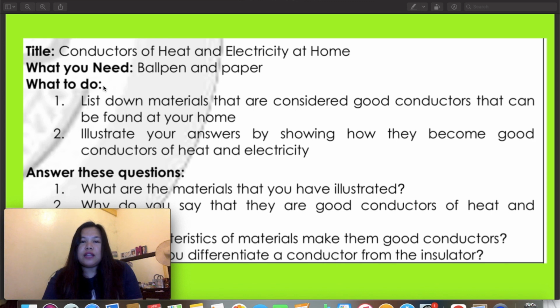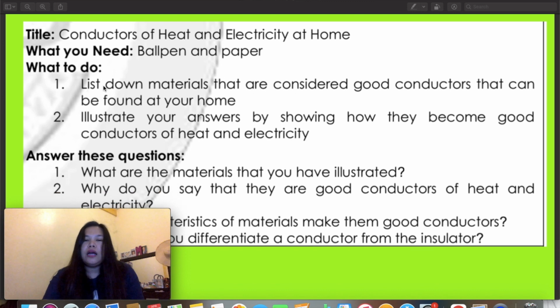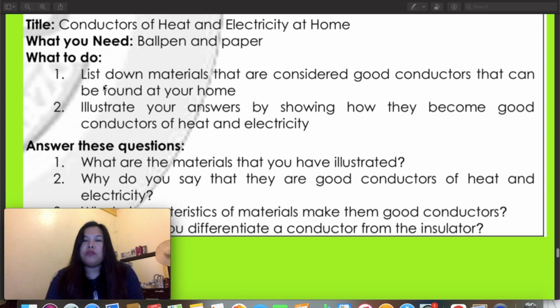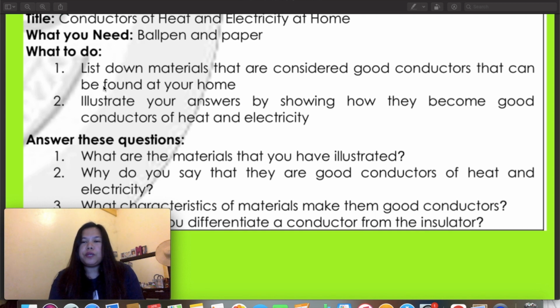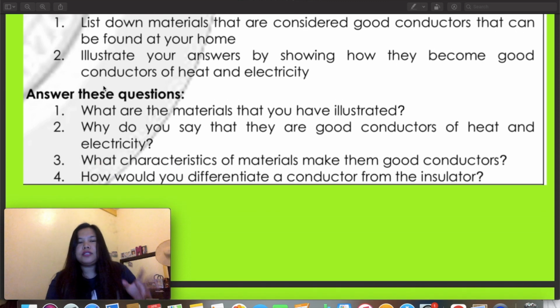Activity: the conductors of heat and electricity at home. So, what you need? Ballpen and paper lang. What to do? List down materials that are considered good conductors that can be found at your home. Marami naman makikita. Write as many as you can. Write in your answer sheet. Number 2, illustrate your answer by showing how they became good conductors of heat and electricity. And then you have to answer the 4 questions.